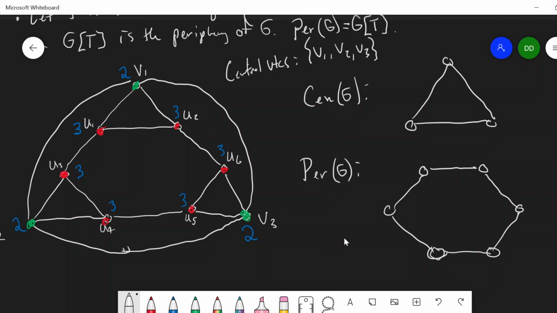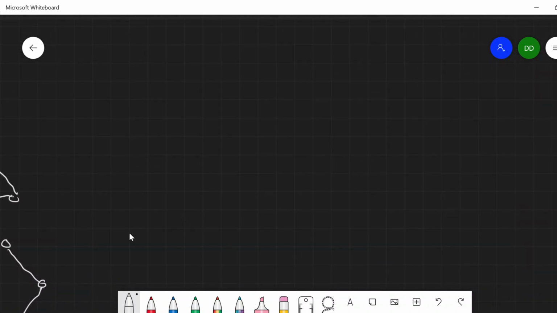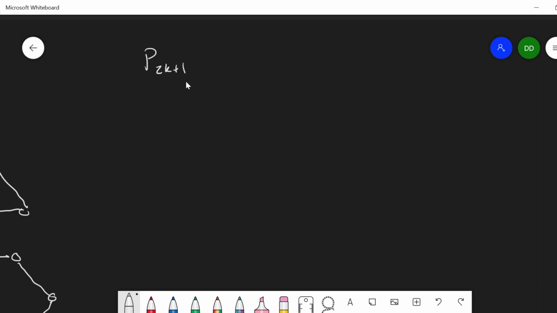Let's take a look at a couple more examples here. In particular, we looked at the odd order paths and even order paths. Let's take a look at those again. So if I have a path, say P_{2k+1}, so an odd number of vertices, let's let k be 2, just as an instance. Remember we computed eccentricities: 4, 3, 2, 3, 4. So now this would be my central vertex, and these would be peripheral vertices.